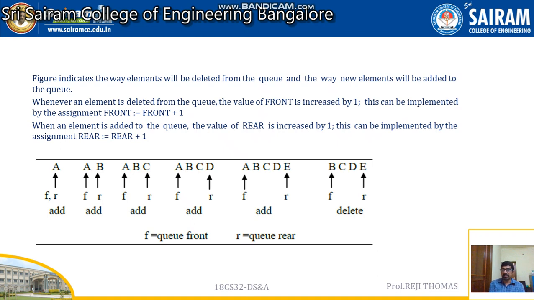And the very interesting one is the last diagram. Look at that, where we have deleted the first character. Deletion is done, and F got changed. Now F is a pointer to B, which is going to be the first character in the given queue. So please remember, two important terminologies, which are front and the other one is rear. Front is the queue front, and R is the queue rear, right?